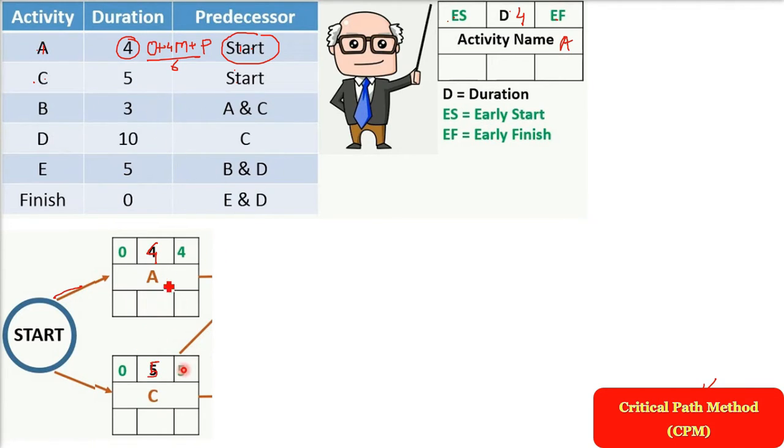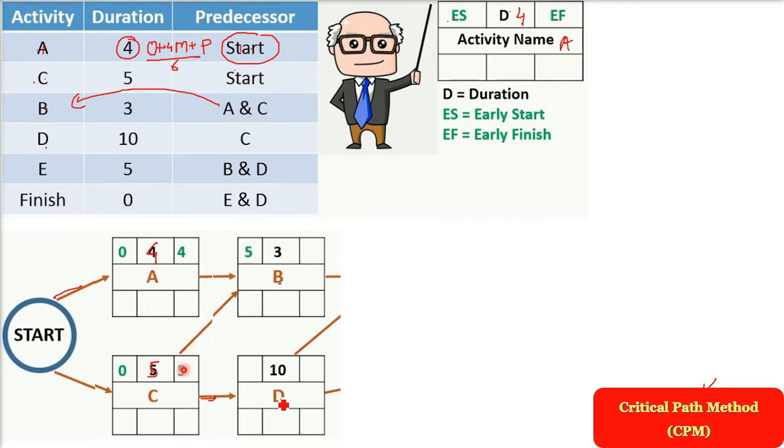Now go to the predecessors and see all activities where A and C are predecessors. B will come from A and C, and D will come from C. So from A and C there will be 2 arrows to B, and from C there will be 1 arrow to D. Now duration also we have written. B is dependent on A and also C. D is dependent on C. The duration I am writing just above it.